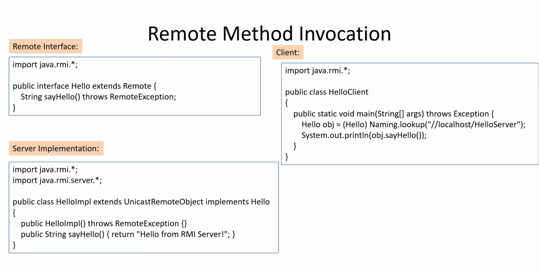Finally, we have a client program. The client uses Naming.lookup to find the remote object using its name. The example name is HelloServer. Once the remote object is obtained, the client calls obj.sayHello. The result returned from the remote server is then displayed by the client. So this example demonstrates how Java RMI allows a client to invoke a method on a remote object.